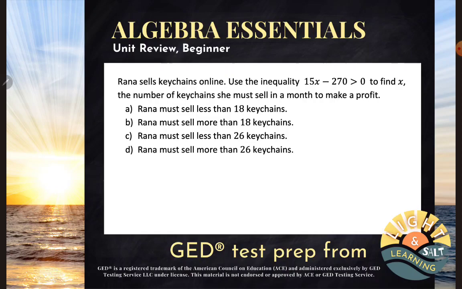So Rana sells keychains online. Use the inequality 15x minus 270 is greater than 0 to find x, the number of keychains she must sell in a month to make a profit.